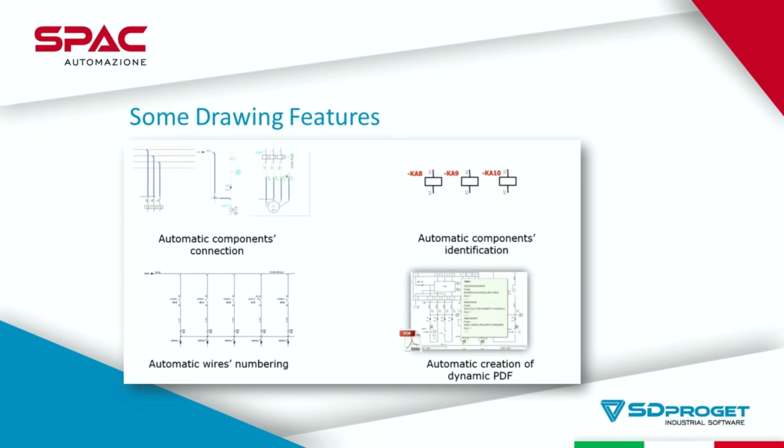Once you are done with the schematic, you can make the automatic wires numbering, and you can do it at different times during the design phase. Once you make the wires numbering, you can redo it after a modification or also at the end of the project creation. You can also create automatically a dynamic PDF to show customers or partners that do not have SPAC Automation the schematics you are working with.